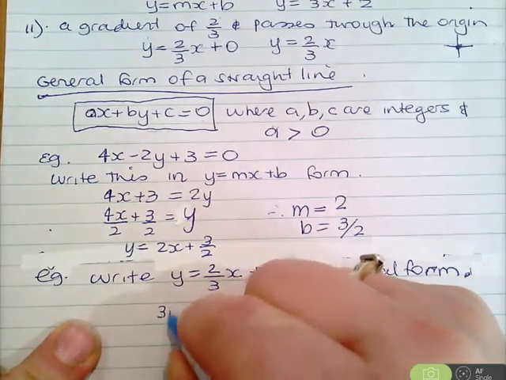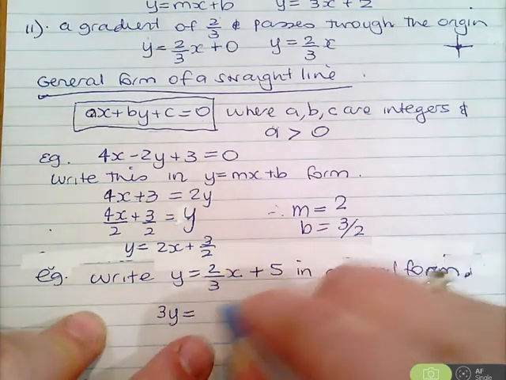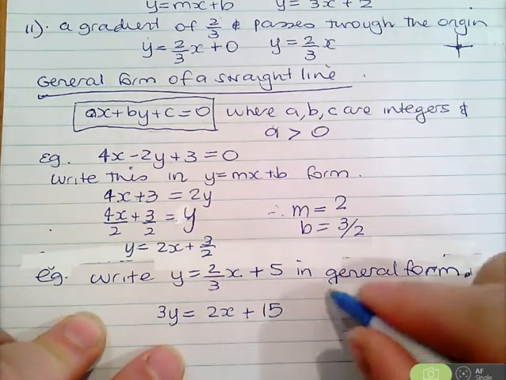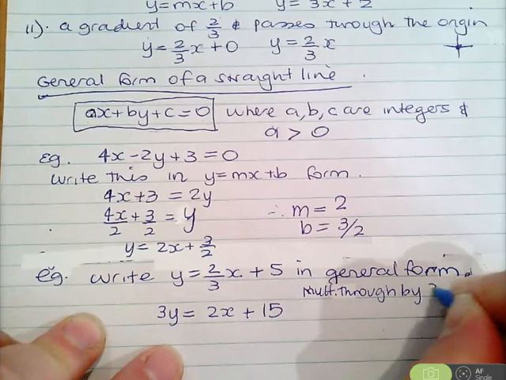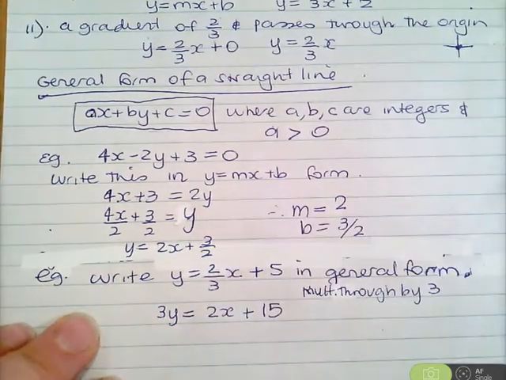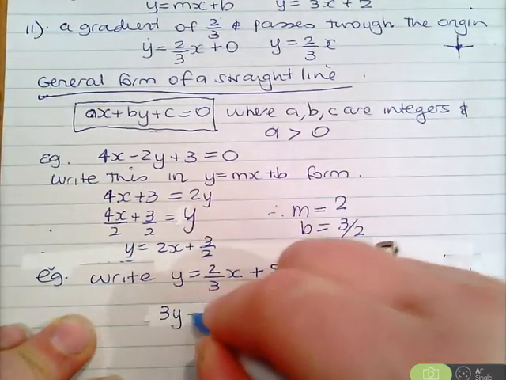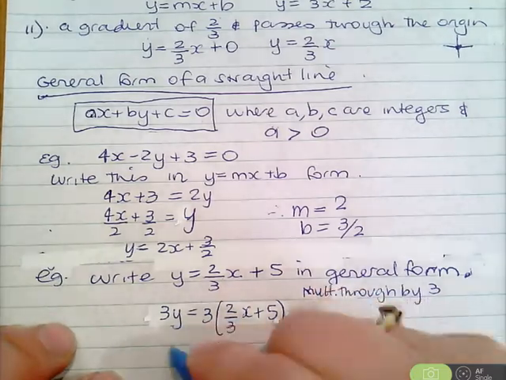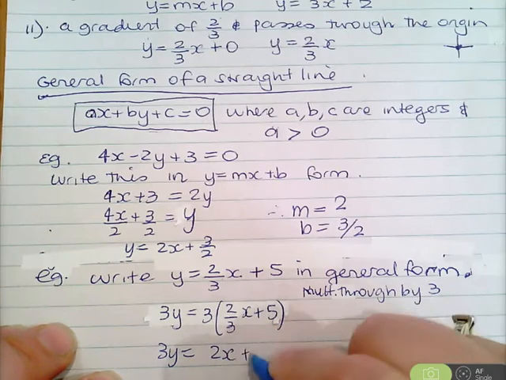So we get 3 times y is equal to, now if we times this by 3, if we get 2 over 3x times 3, then the divide by 3 cancels with the times 3 and we get 2x plus 5 times 3 is 15. So what I've done is multiplied through each term by 3. Okay, I'll just get rid of that for a sec and do it again. What you can do is you're going 3 times y equals 3 times the other side, if you're worried that you might make a mistake. So we get 3y equals, now 3 times 2/3 x is 2x and 3 times 5 is 15.